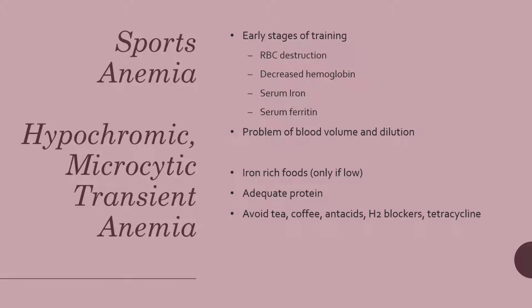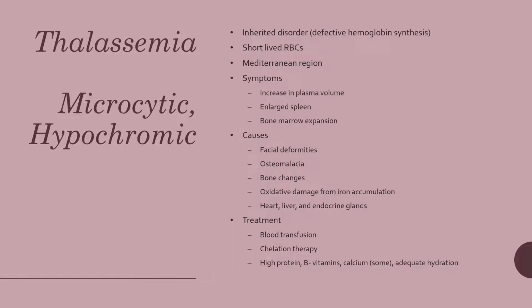If iron levels are low, go ahead and focus on iron foods, but primarily a diet that is adequate in protein, and then avoid tea, coffee, antacids, hydrogen blockers, and tetracycline.